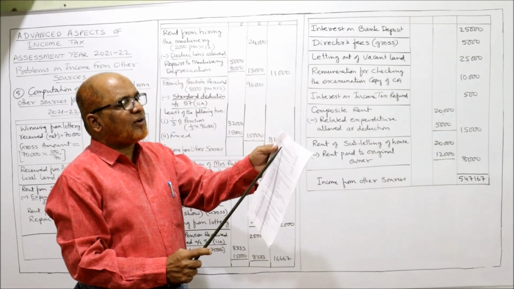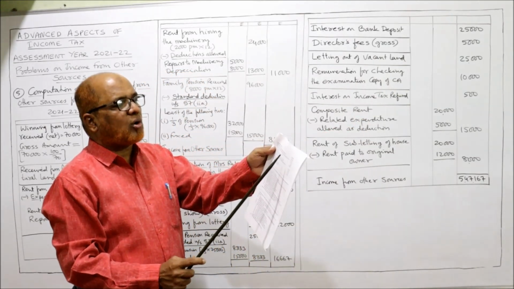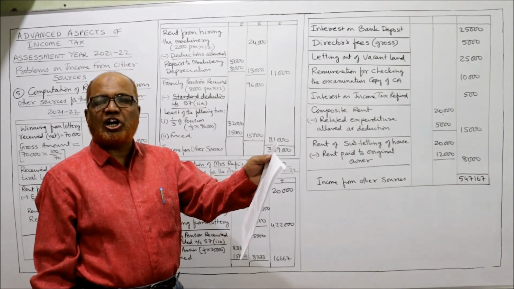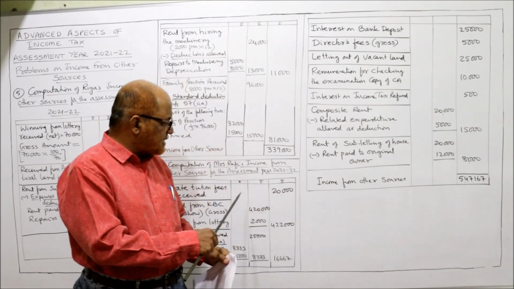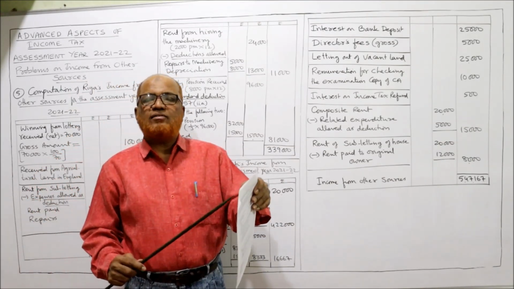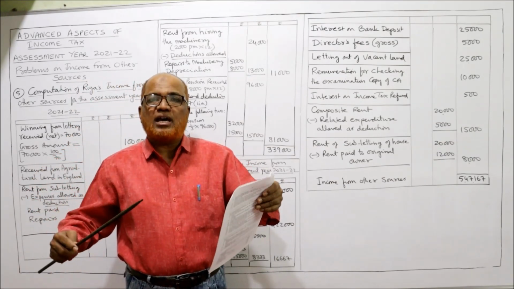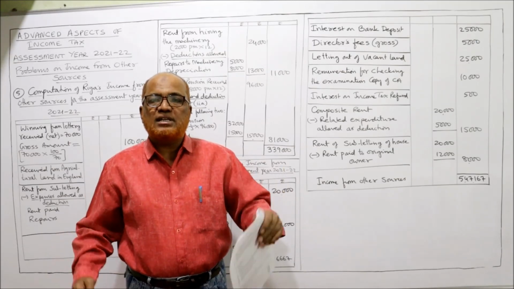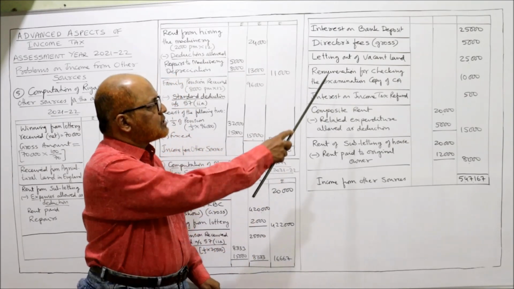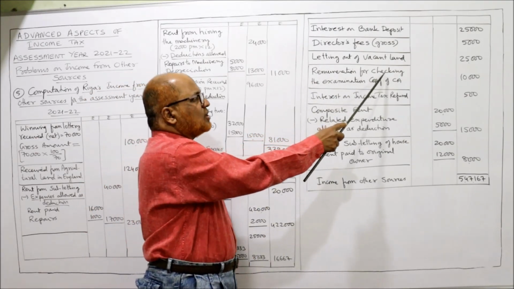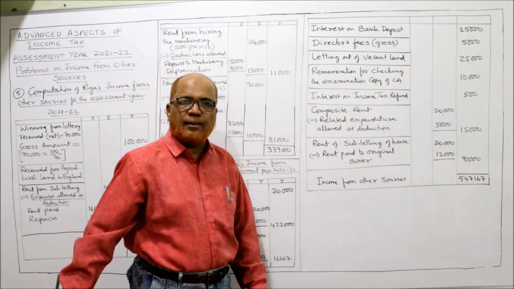Then remuneration for checking the examination copies of CA, Chartered Accountants. The remuneration that Mrs. Rafi received for checking the copies of CA is also taxable under income from other sources. So we have taken remuneration for checking the examination copy of CA.